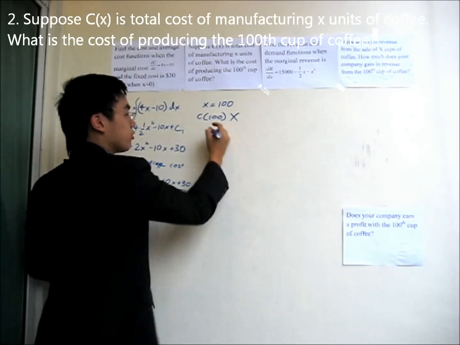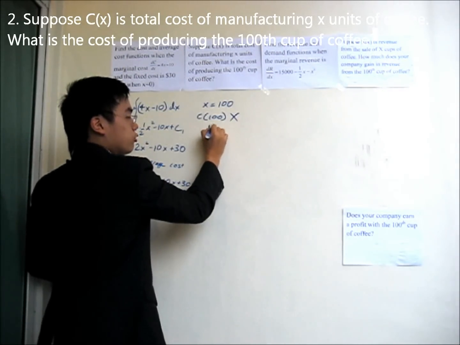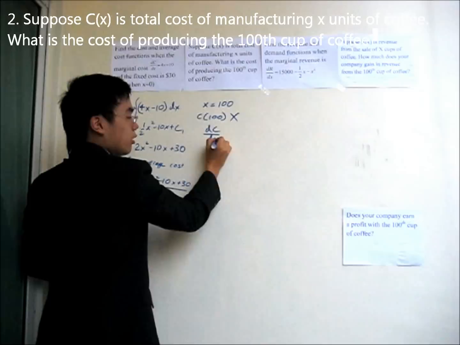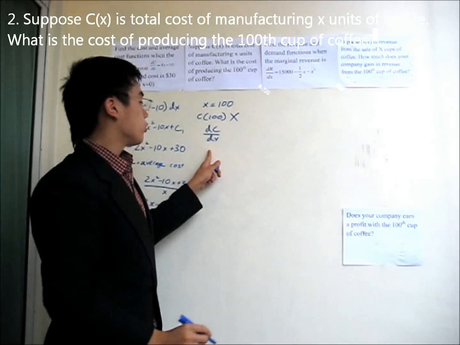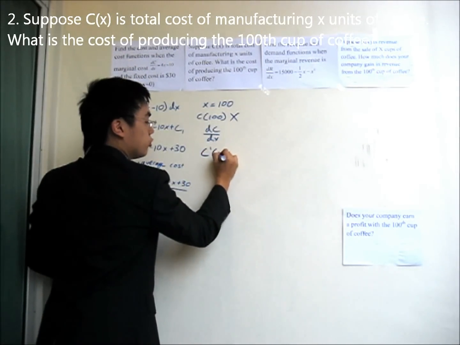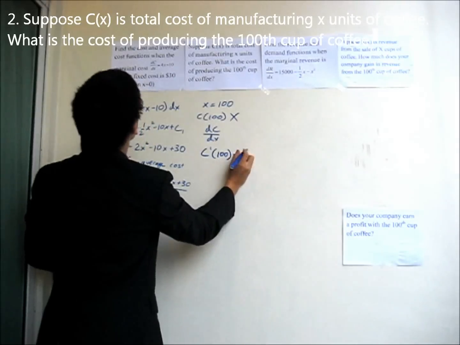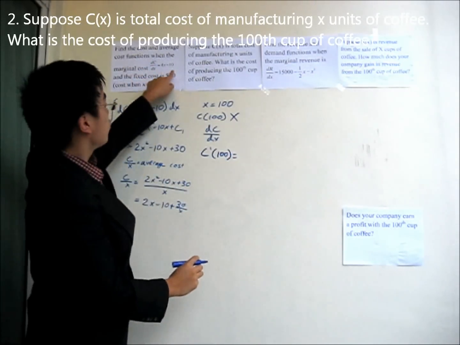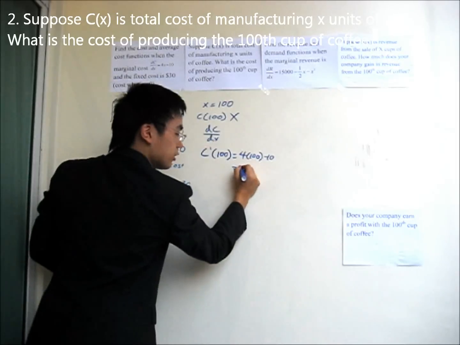The correct way to do this is to find what the derivative of C is at 100. Because remember, the derivative of C over dx is the marginal cost. So we find the derivative at 100. Given this equation, you can just plug it in: 390.